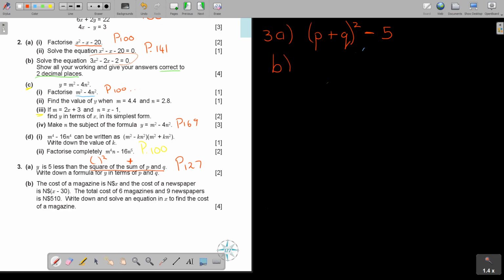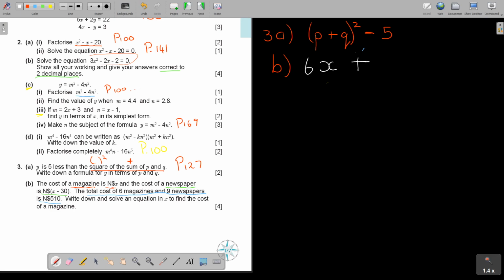Then starts number B. The cost of a magazine is x. So magazine, underline for yourself. And the cost of a newspaper is this. The total cost, don't forget, the total cost of 6 magazines and 9 newspapers is this. Okay, so let's start with x. The cost of a magazine is x. Now, how many magazines are there? There are 6. Okay, can you all see that? So I'm going to say 6x.